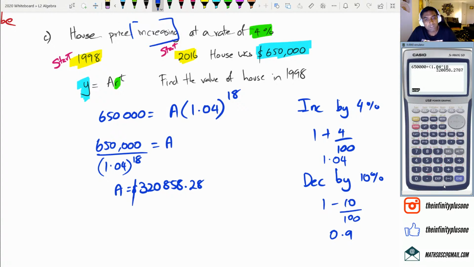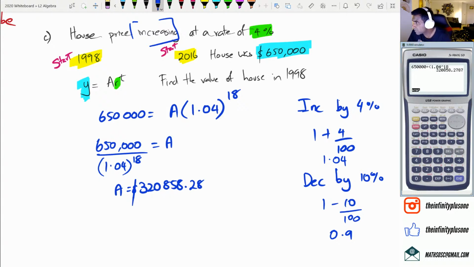All right, so sometimes they actually give you guys... what have we got? How do you know that y is equal to 650? Yep. Joseph, I actually mentioned that at the start of 2016, the house was worth 650,000.